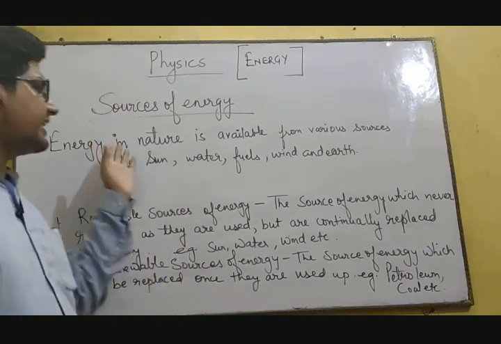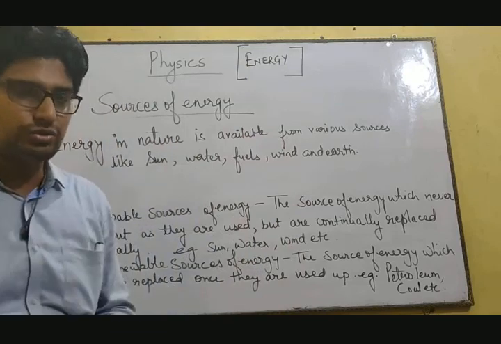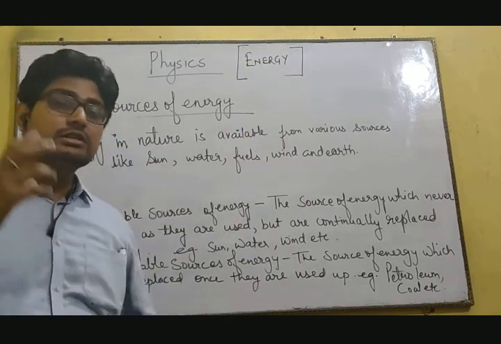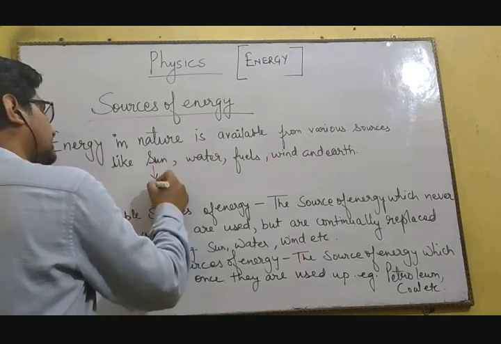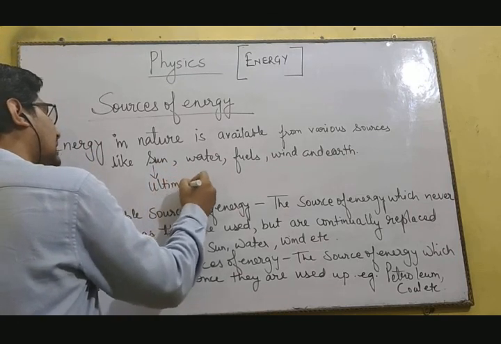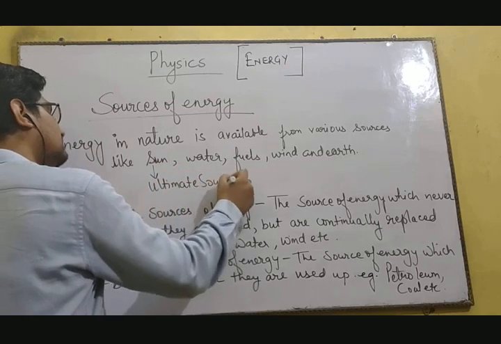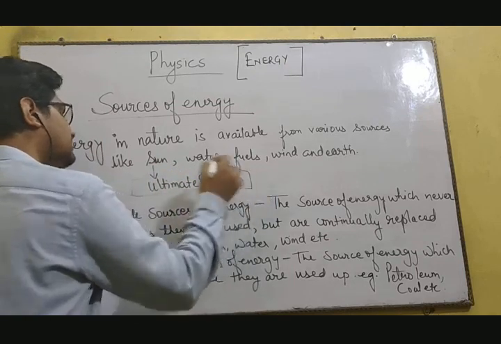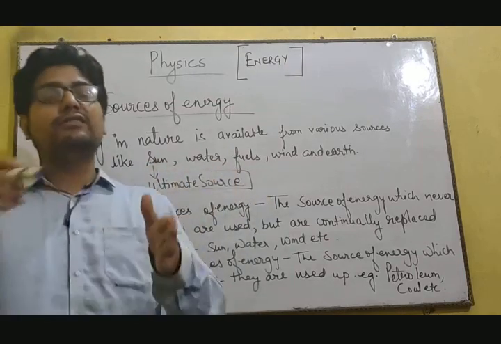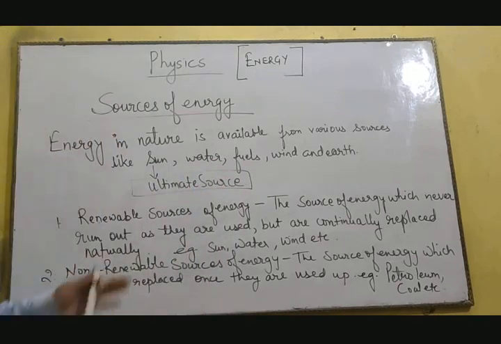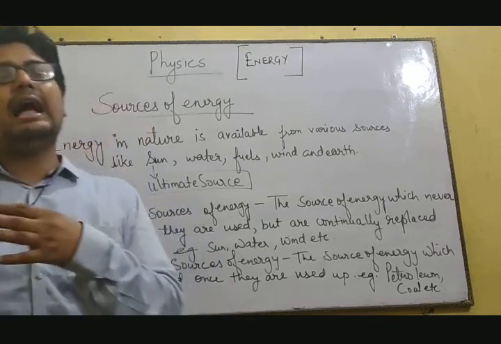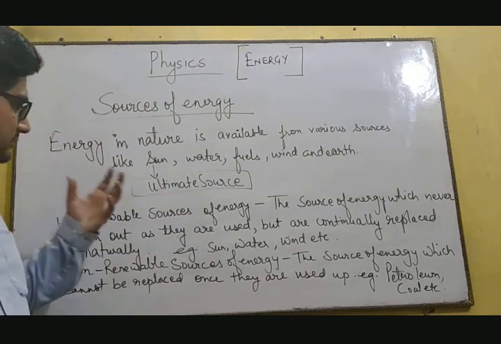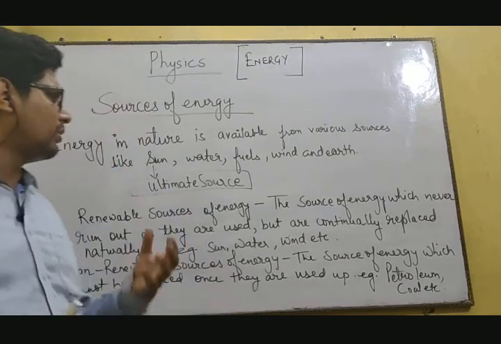Energy in nature is available from various sources, like the sun. The sun is a very good example, which is an ultimate source of energy. It means with the help of the sun, different kinds of energies are possible. Then water is there, fuels are there, wind is there, and earth itself is there. So let us talk about the sun.